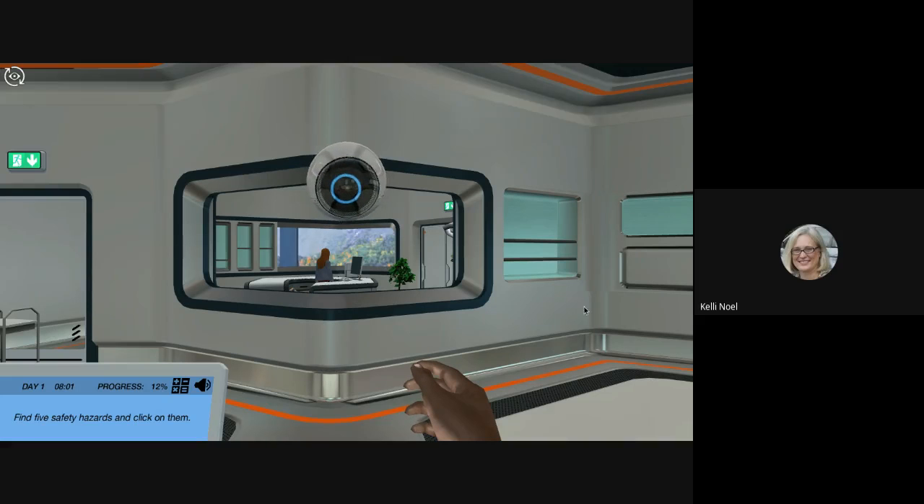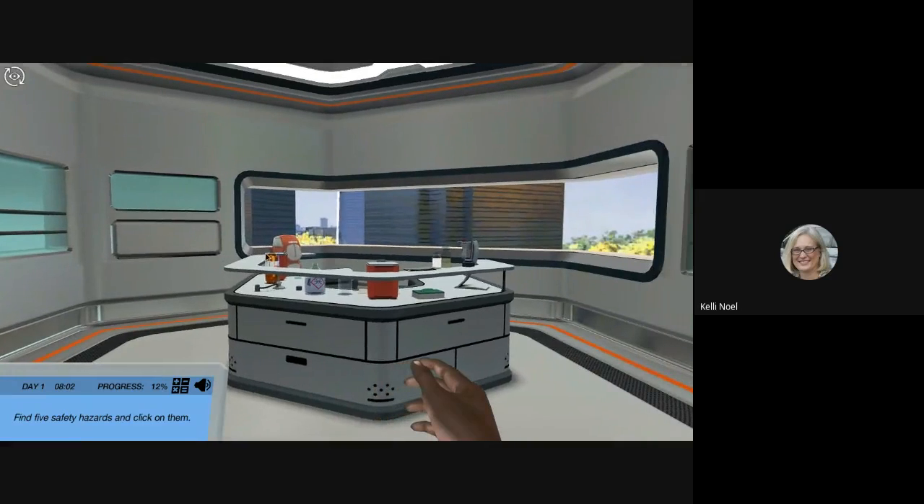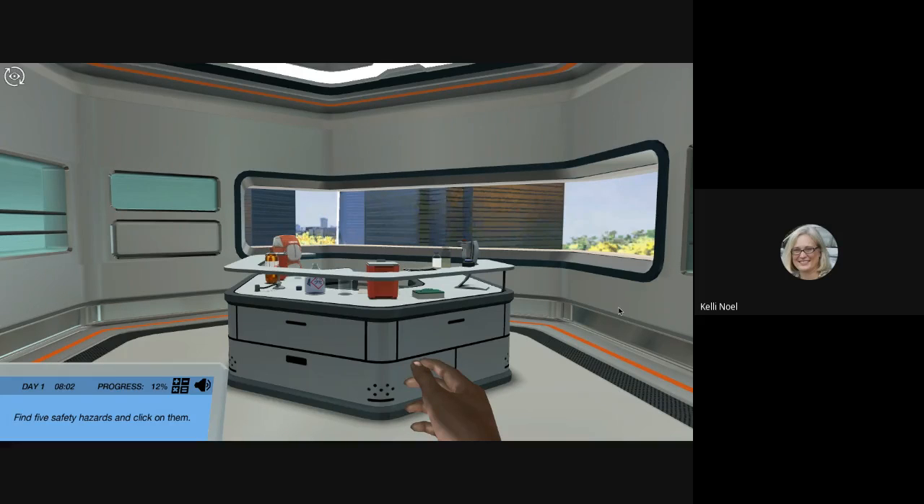All right, so what we'll do is, notice it's saying down here what you're looking for in the little lab pad. And we're just going to move around. And this one right here is hard to see that there's something wrong, but if you click here, it tells you cluttered workbench. It needs to be clean. So we're going to click on that.